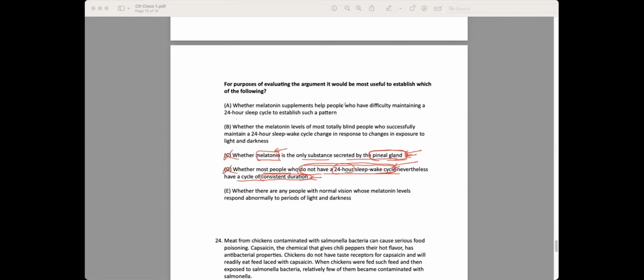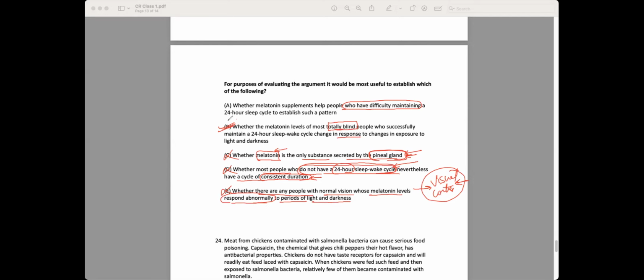Option E, whether there are many people with normal vision whose melatonin levels respond abnormally to periods of light and darkness. It doesn't tell me whether the visual cortex is part of the path or not, because it is damaged in blind people and they're still able to respond. Only that tells me whether the visual cortex is in the path. They might have other diseases or problems and not be able to maintain melatonin levels. Getting my point? B is the only answer.